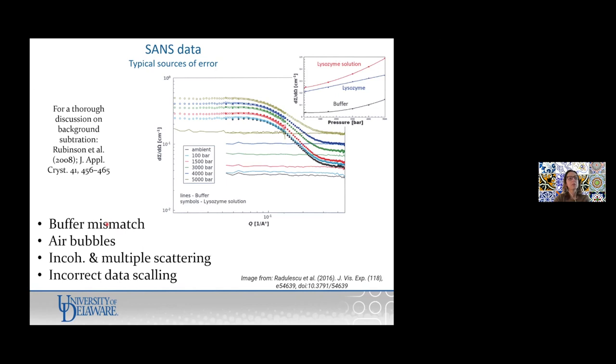Air bubbles are a problem because not only do they decrease the volume of sample that you're exposing, but also, if they are of the right size, which is the size that we're measuring here in this Q range, so if they have the size that the experiment has the resolution to see, they will contribute to the scattering. Then other reasons are, for example, incoherent or multiple scattering, and also incorrect data scaling. So if you haven't scaled your data properly, you can also have issues like that.